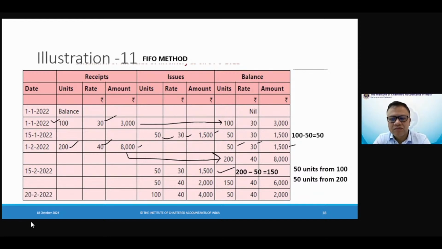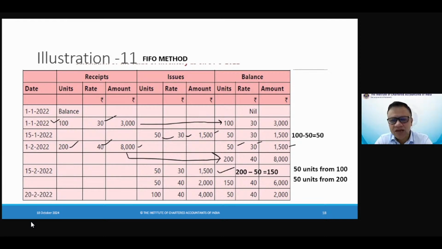So it is 50 units remaining from the earlier stock. So here I am confused. Why is it written 50 into 30? That's what I was asking. From 1st January to 15th January, tell me what is the purchase price of the inventory? It is 30 rupees. So you have to record it at that purchase price only, because you have not purchased any other inventory till now. Correct, no?